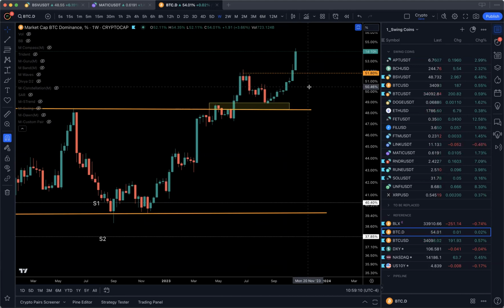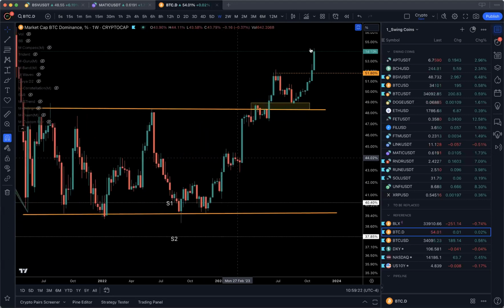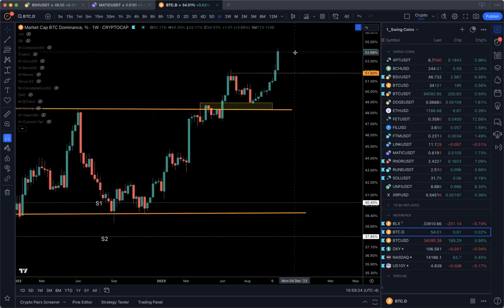So this is like thousands of coins versus Bitcoin. So this chart is not very important in my book. Okay, I would just look at the Bitcoin dominance chart to see if the ordinary coins have any chance or not.